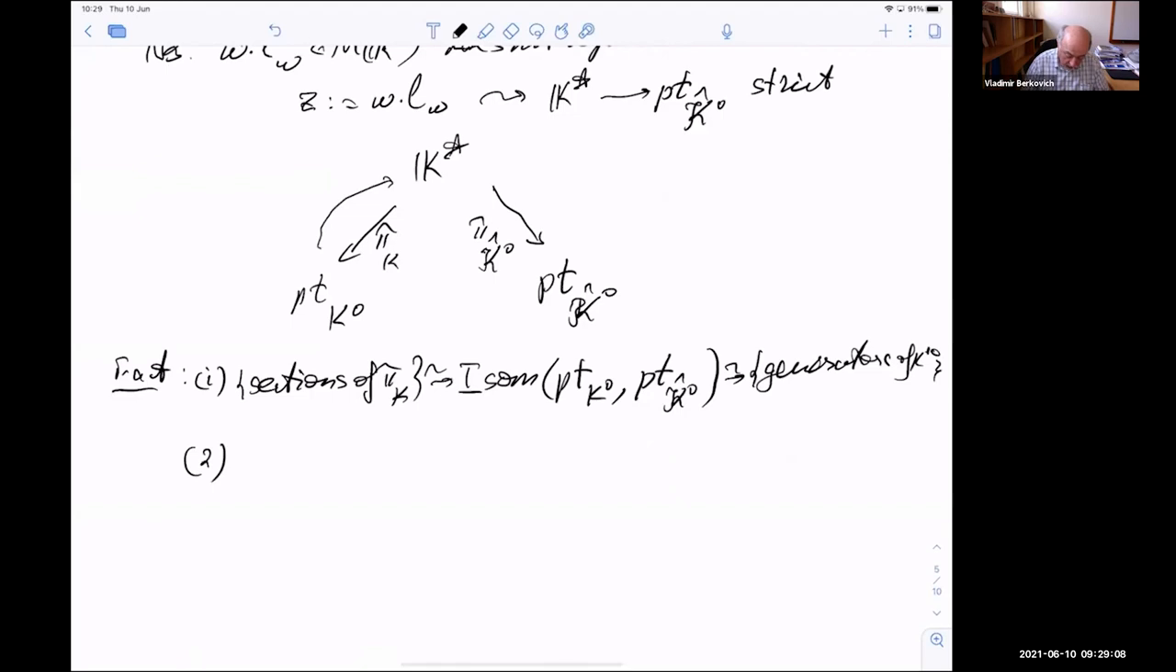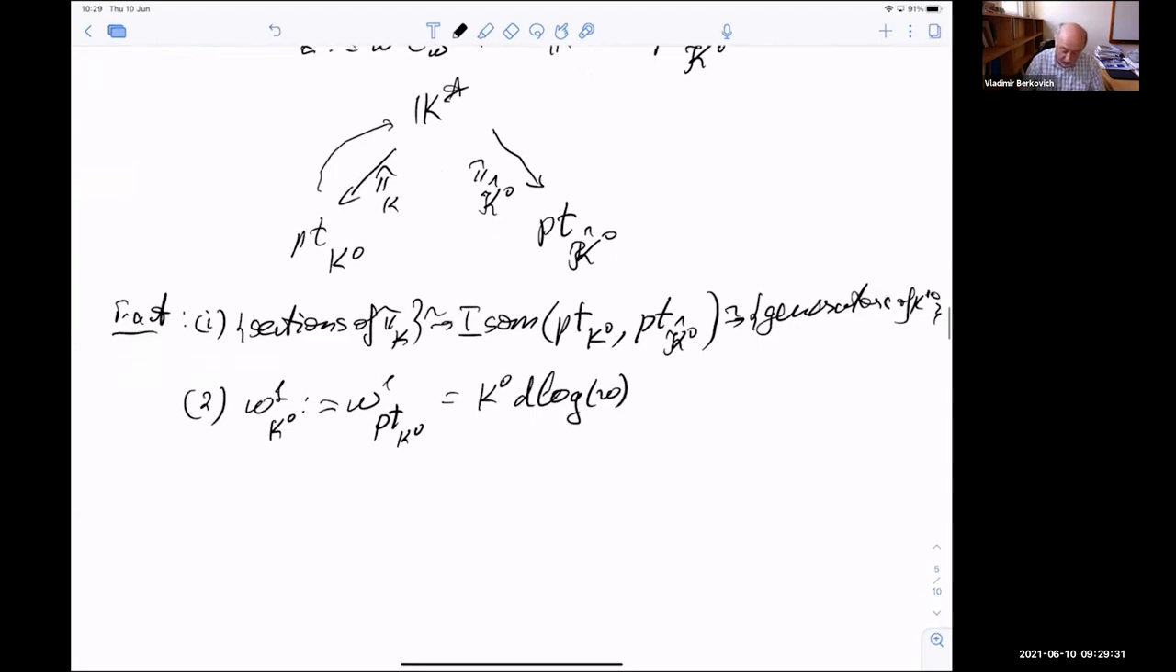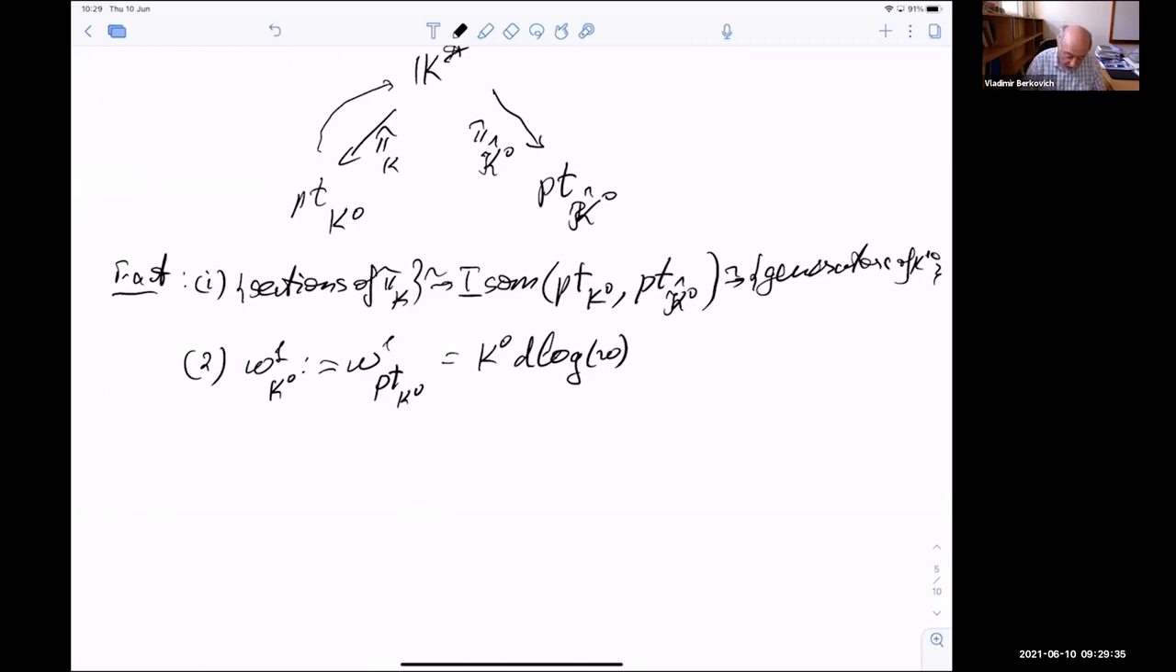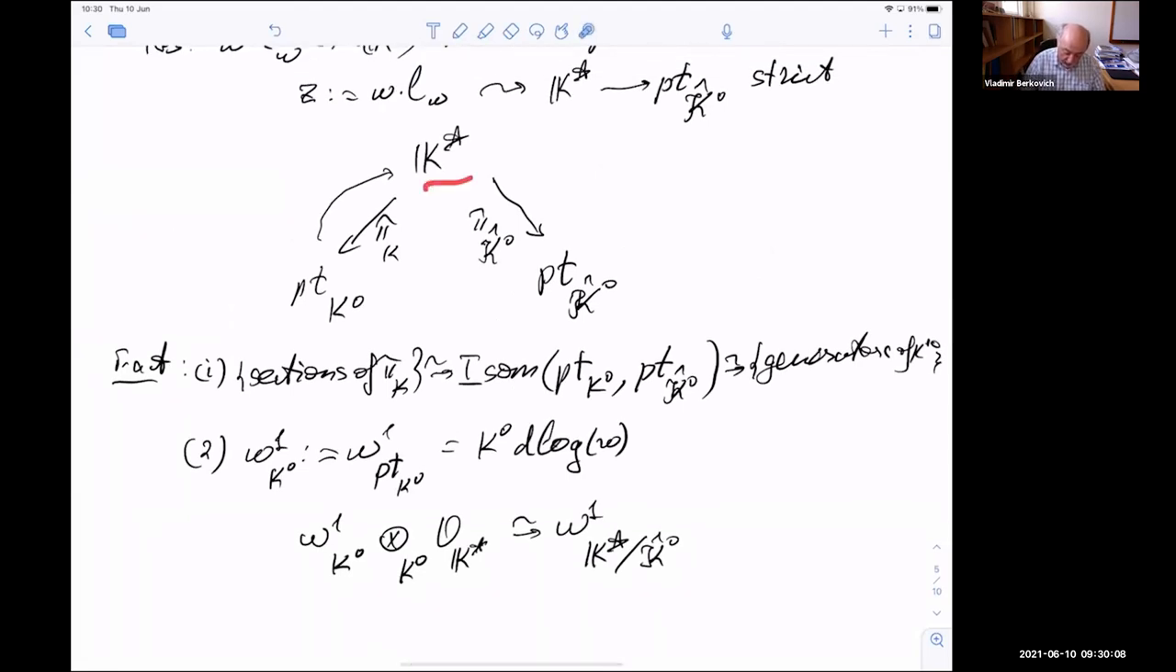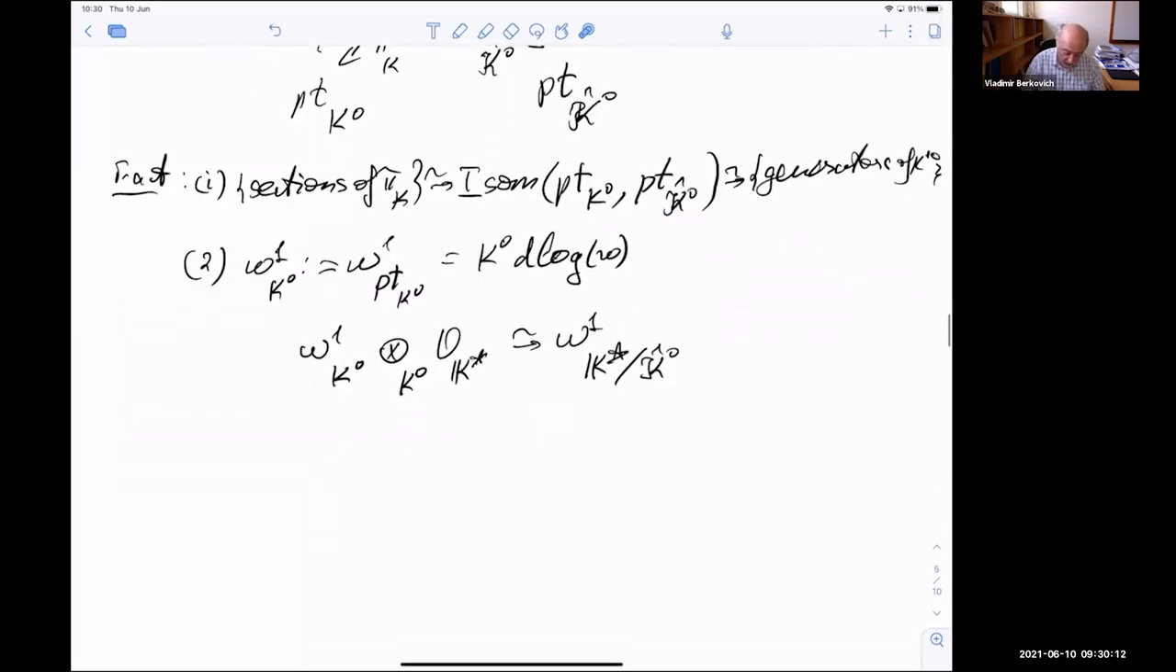Now, first of all, let us consider the one-differential one-form on this point. It is, of course, a free K naught module of rank one, generated by d log of bar pi, for any bar pi. And one can easily see that if you consider the tensor product of this K naught with the structural sheaf of this log analytic space, then we get the sheaf of relative differential one-forms of this space over this space. Okay, it's very easy to see.